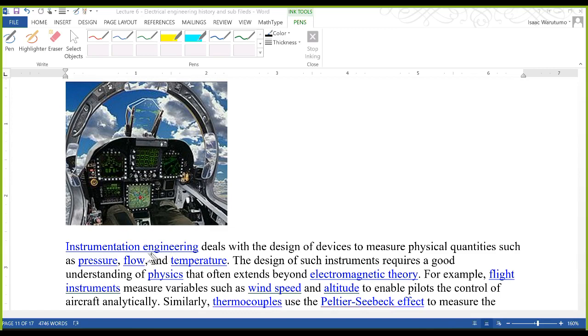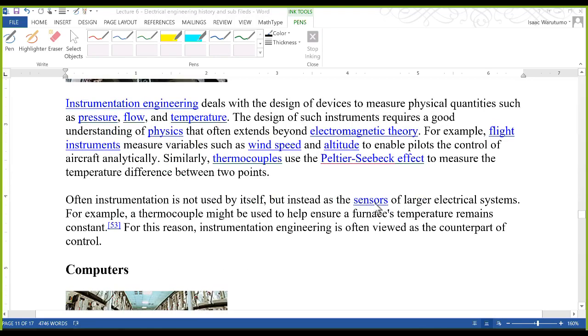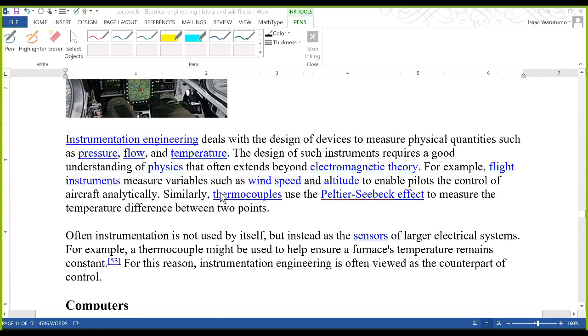So what we're saying is that instrumentation engineering is concerned with the design of devices that are used for measuring. So you measure so many things. You measure temperature, you measure voltage, any quantity in engineering requires to be measured. And we are saying that the part of engineering that is concerned with measuring instruments or measuring quantities is called instrumentation engineering. So we are always concerned about sensors, among others. So that is the branch of electrical engineering that is concerned with that.